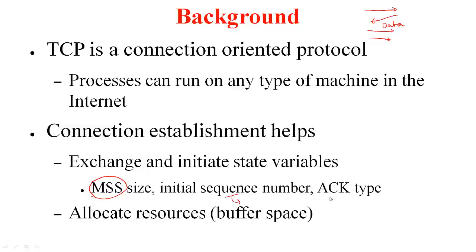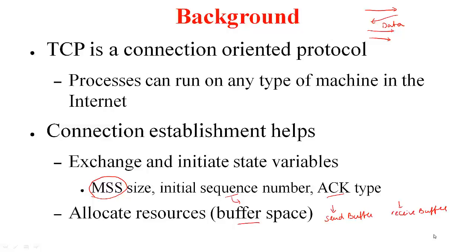We can also figure out what is the acknowledgement type that you want to employ, either selective ACK or cumulative acknowledgement. Apart from this, you can also allocate resources, for example, the buffer space. So for example, once the connection establishes, both sides, the sender and the receiver, are going to allocate some buffer space for the send buffer and the receive buffer.